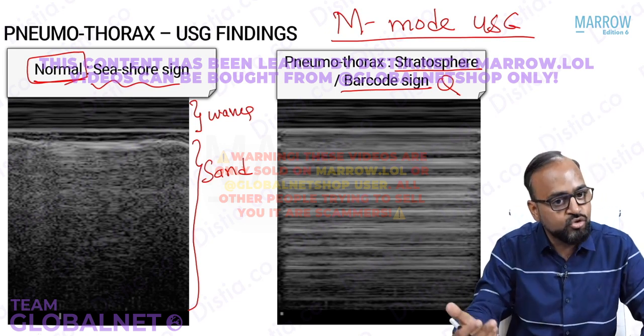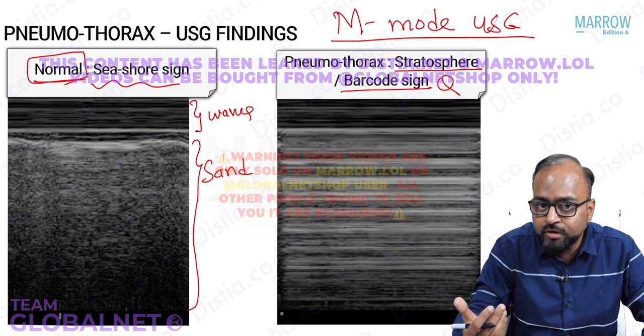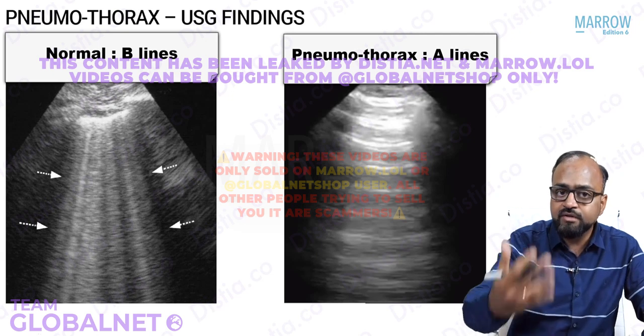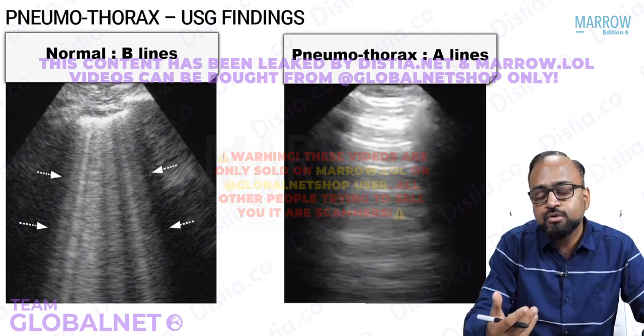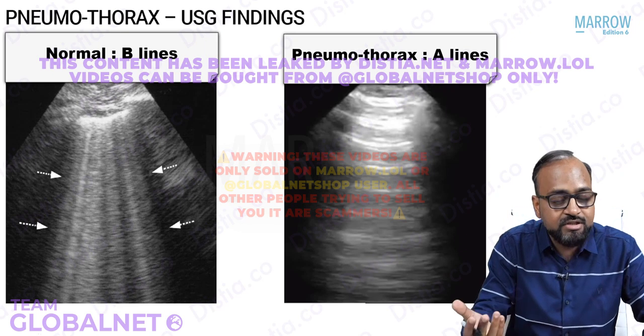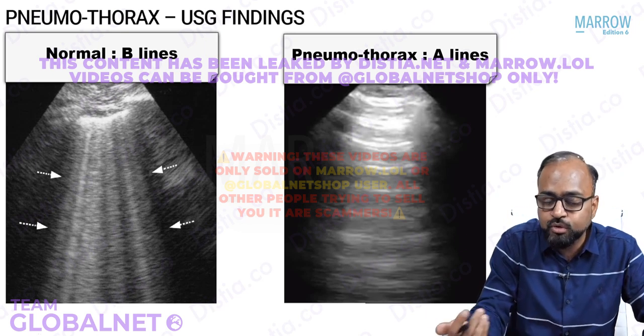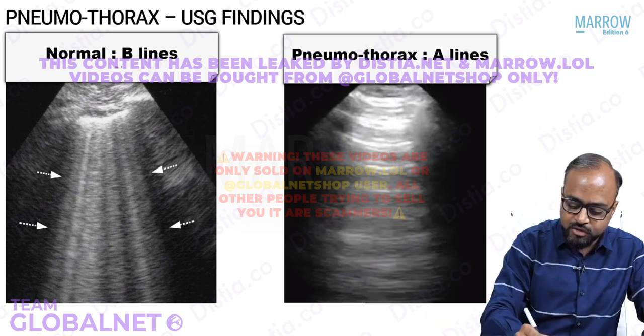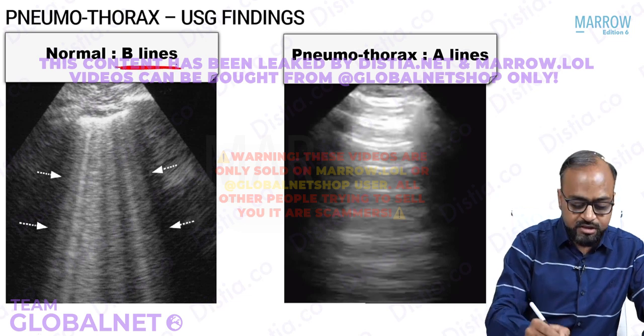This is seen in pneumothorax. There are a few more differences which are observed. Normally, when we do USG thorax, we see these comet tail lines, right? We discussed comet tail lines will become absent in pneumothorax. So what are these comet tail lines? These are called B lines. They are seen in normal lungs.